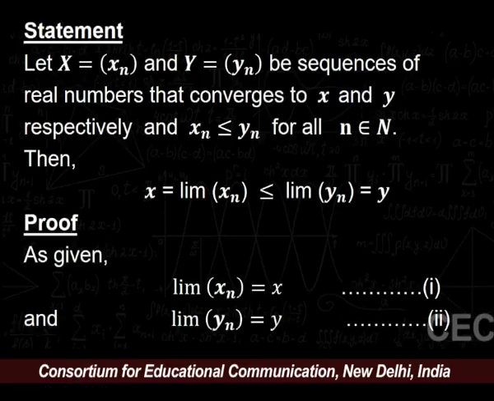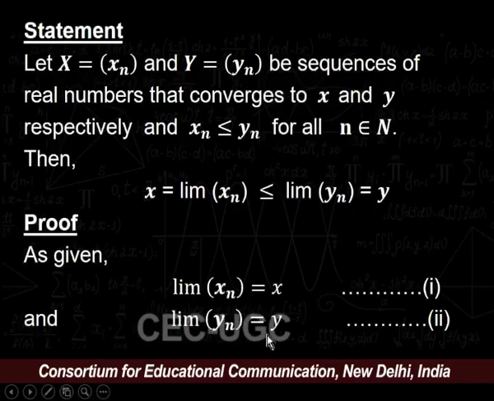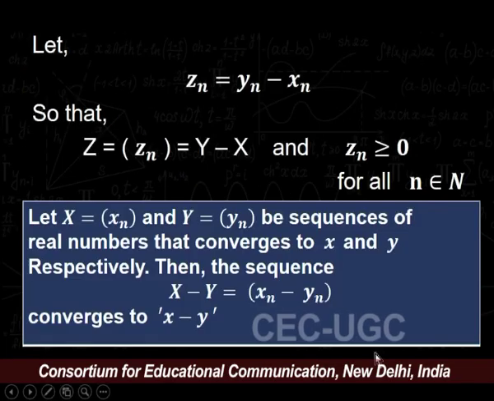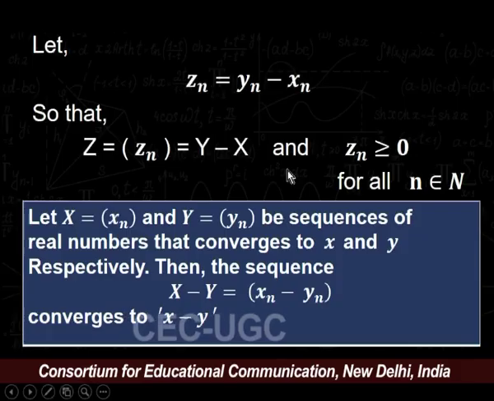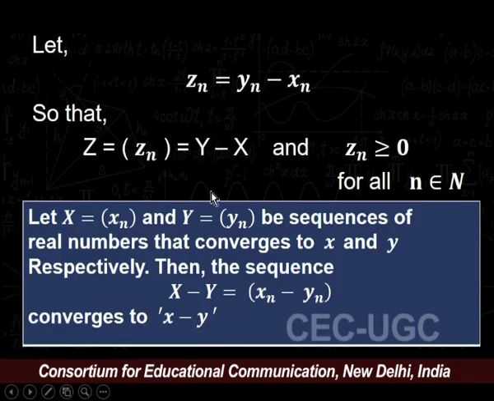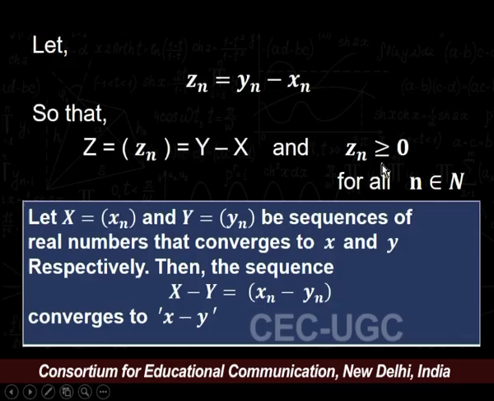As given, limit of xn is equal to x and limit of yn is equal to y. Say this is our equation number 1 and this is our equation number 2. Now let us consider the sequence zn, where zn is equal to yn minus xn. So we can say that Z = (zn) is the sequence Y minus X, and we know that zn is greater than or equal to 0 for all n belonging to the natural numbers.